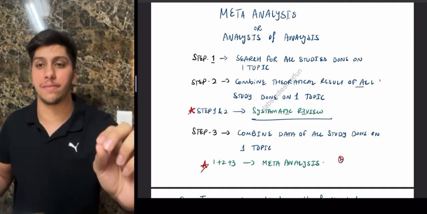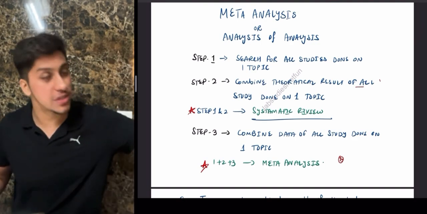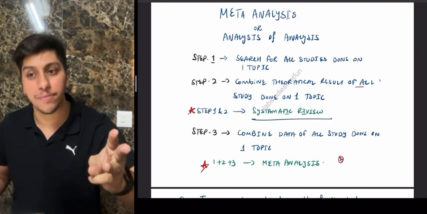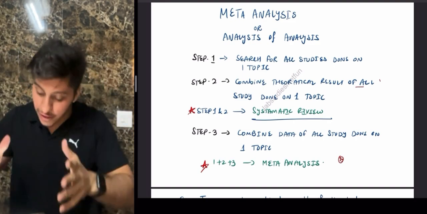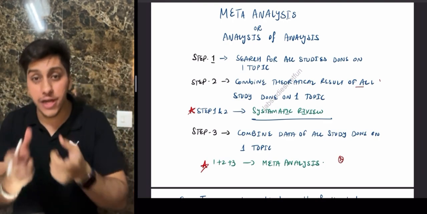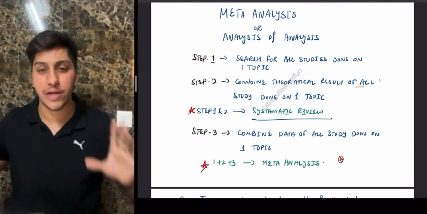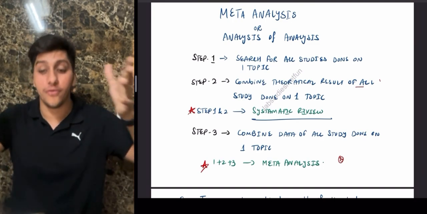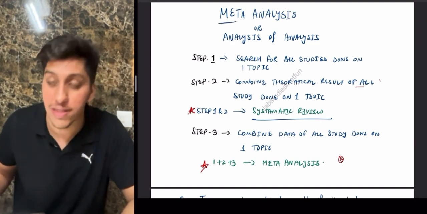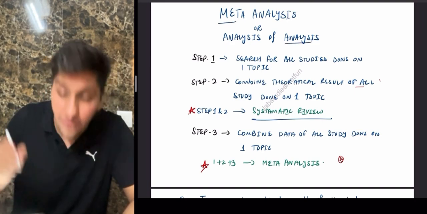Only these two steps, remember, step 1 and step 2, which means first search all the topic and then make a theoretical result. The third step is when you combine all the data of all the studies into one, which means analysis of analysis. You got a theoretical framework, and then you're adding again and finalizing, which means a double check. That is why meta-analysis is known as analysis of analysis.